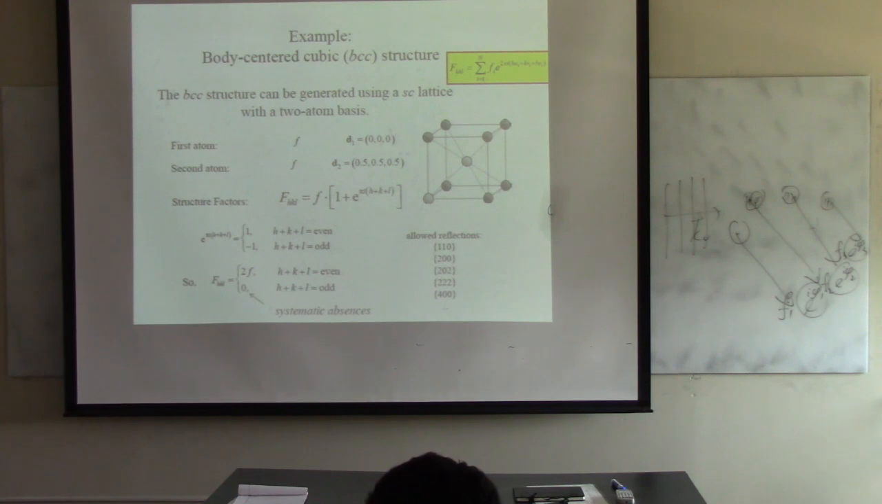Please remember, I will give a list. For BCC, H plus K plus L should be even. Then only you get the enhanced scattering. So these are fine, right?